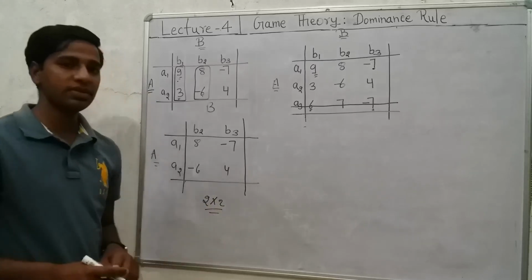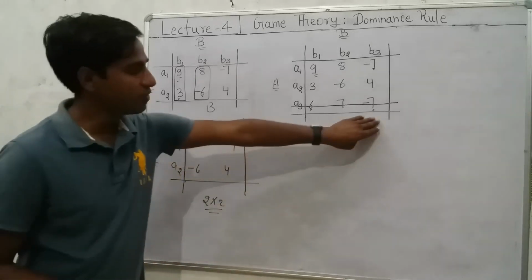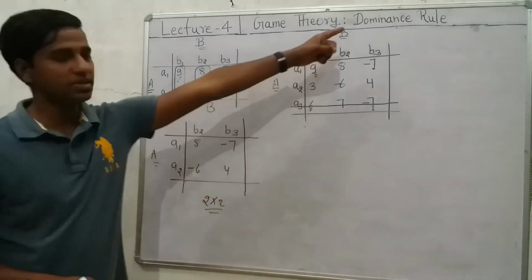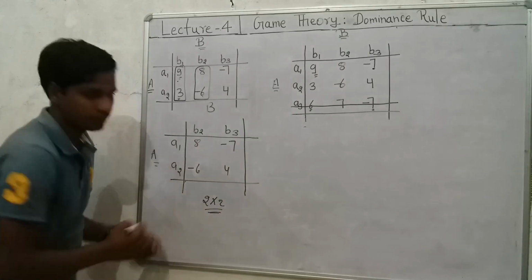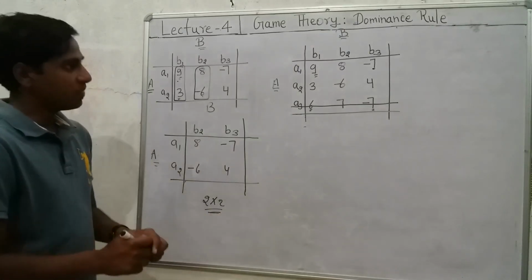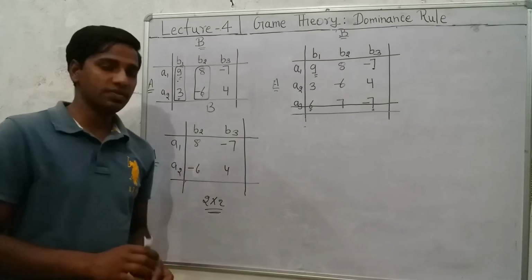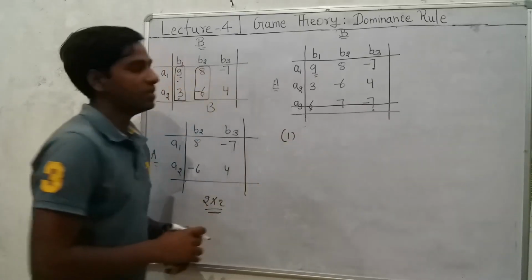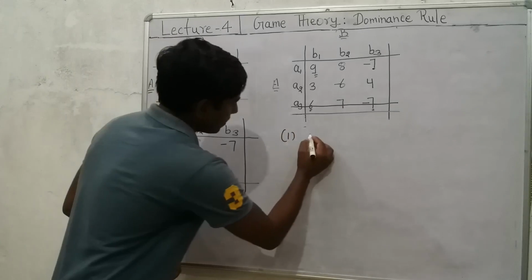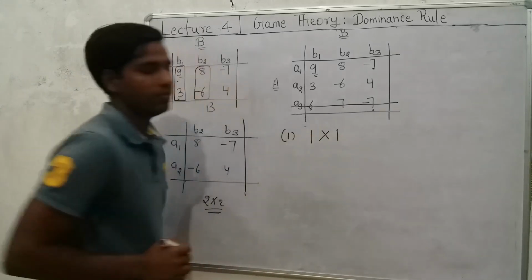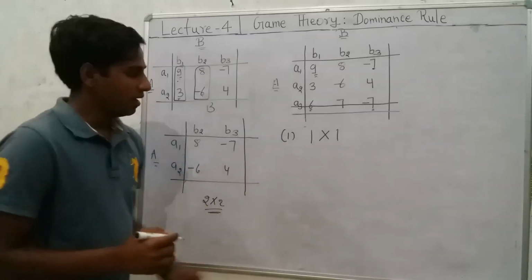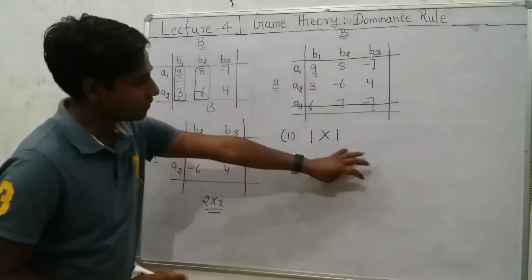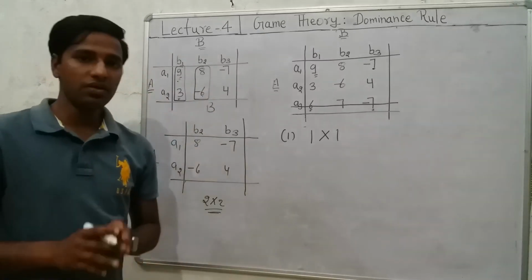The order of the reduced game is 2 by 2, as we started from a game of order 3 by 3, and we have reduced it by using the dominance rule to the order of 2 by 2. Now after applying the dominance rule, there can be various outcomes, and we are going to list all of them one by one. The first outcome of the dominance rule can be that the matrix is of order 1 by 1. What does it mean? It means company A has only one option, and company B also has only one option or one strategy.